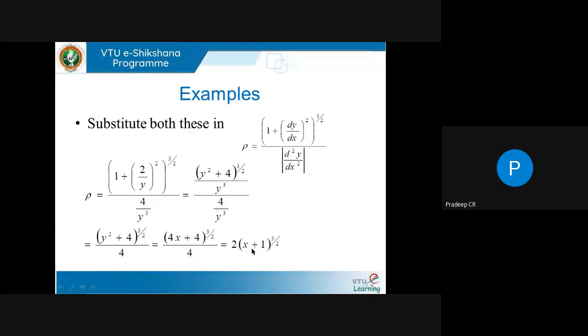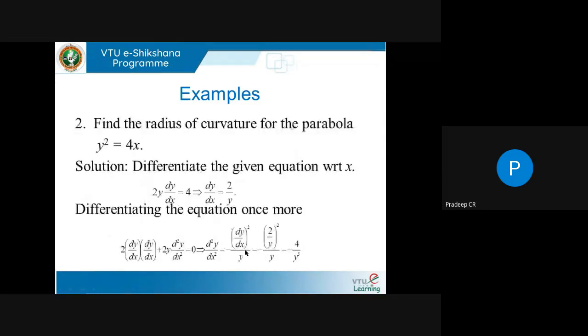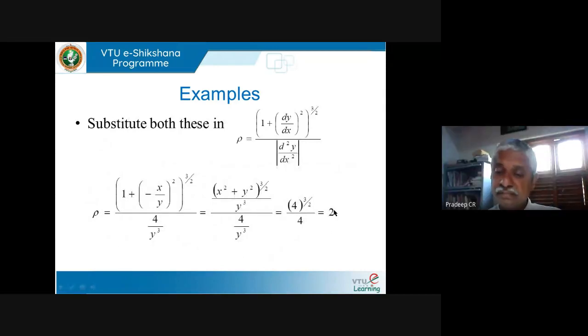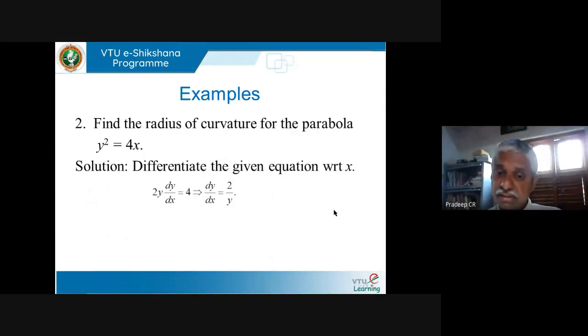This is the radius of curvature of the parabola at various points depending on x. So here you see the parabola's radius of curvature changes. It depends on the value of x. Whereas in the previous case, the circle case, the radius of curvature did not depend on x. It's a constant radius of curvature.